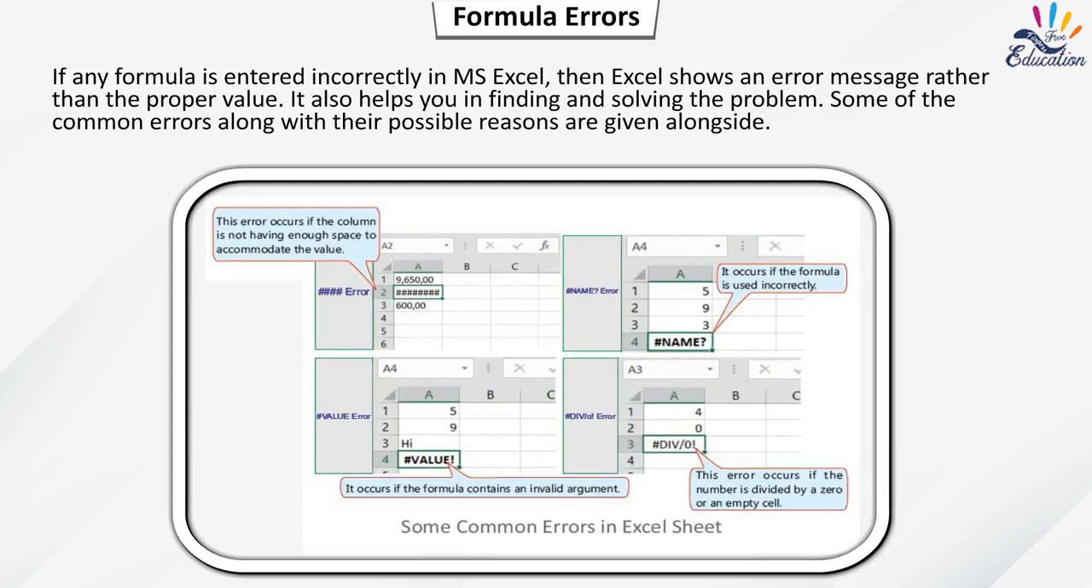Formula errors. If any formula is entered incorrectly in MS Excel, then Excel shows an error message rather than the proper value. It also helps you in finding and solving the problem. Some of the common errors along with their possible reasons are given alongside. Some common errors in an Excel sheet. This error occurs if the column does not have enough space to accommodate the value. It occurs if the formula is used incorrectly. It occurs if the formula contains an invalid argument. This error occurs if a number is divided by 0 or an empty cell.